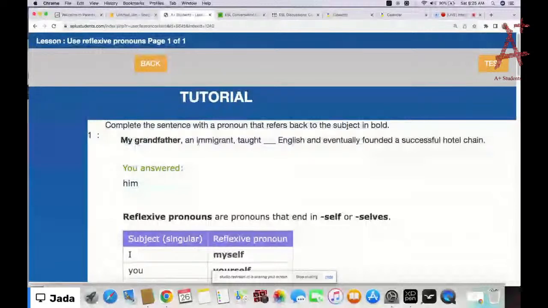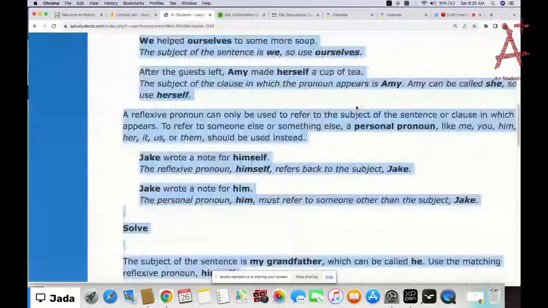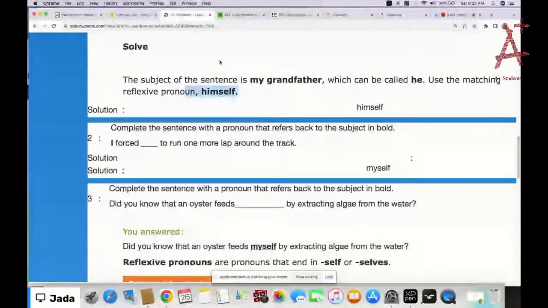My grandfather, an immigrant, taught dash English and eventually founded a successful hotel chain. So taught who? Taught himself or he, which one? Okay, so grandfather can be called, right? So it's gonna be taught himself. It's because grandfather can be referred to as a man. Yes, of course he is. So he can be referred to as he. So you can use himself.